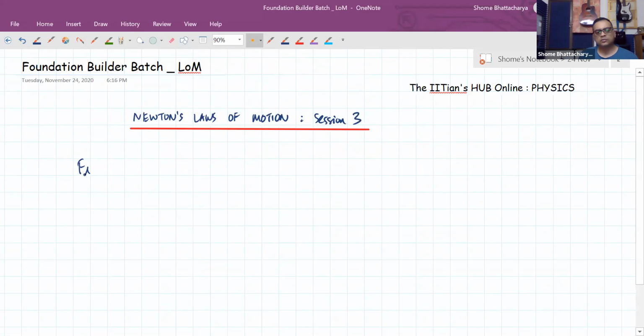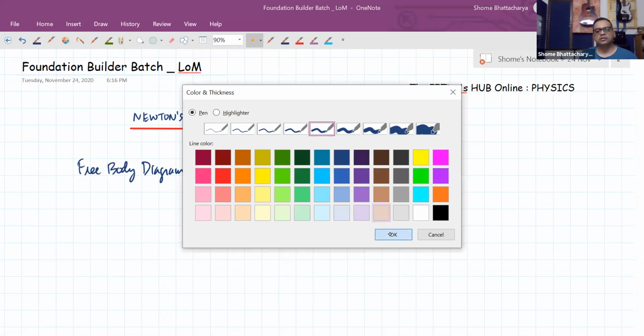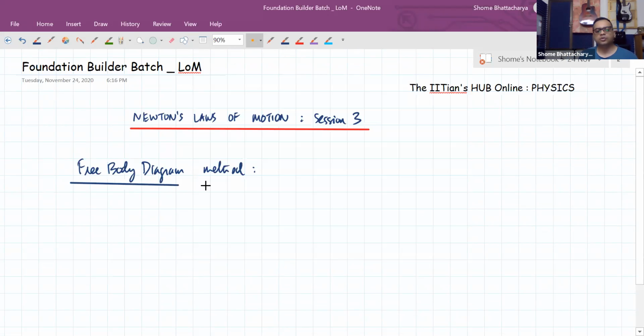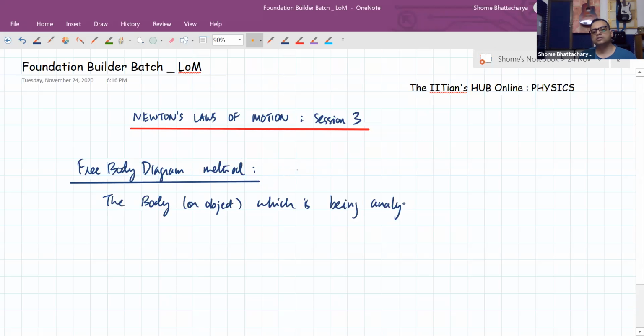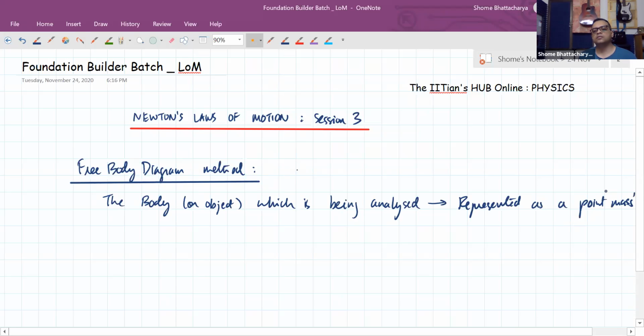Right, so the free body diagram method. In this, what we do is, first of all, the body or object on which we want to apply Newton's second law, which is being analyzed, is represented as a point mass, or particle. So that is like the first step.